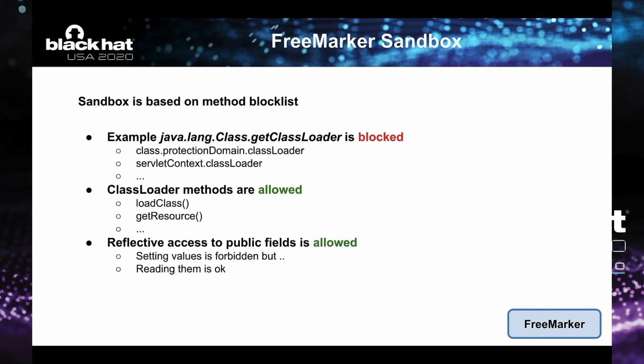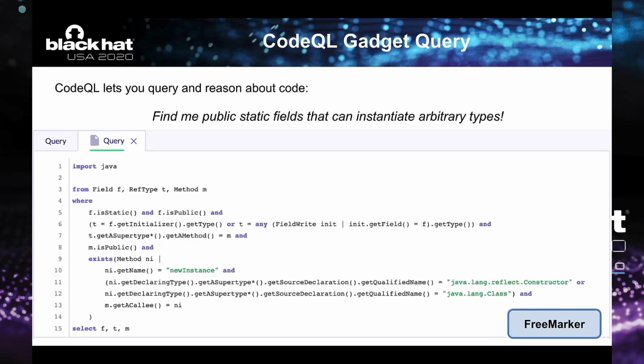get remote code execution by accessing public static fields, which is also allowed by the block list. So in order to do that, we found interesting public static fields within the FreeMarker library. We used CodeQL for that. If you are not familiar with CodeQL, it's a language that allows you to query source code as you query a database, for example, using SQL. We don't have time to explain the query here, but what we are asking for is: find me all the public static fields of a given type which contains a method that allows me to instantiate arbitrary types.